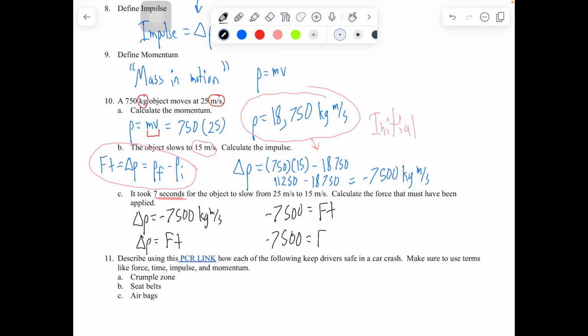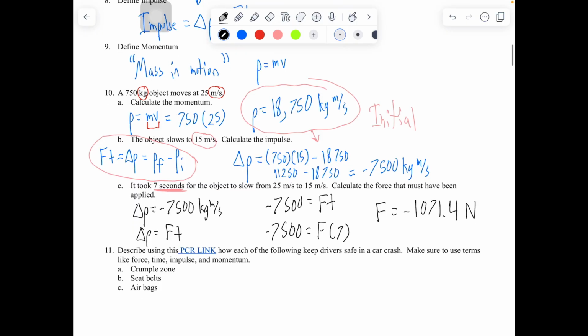now we're really getting somewhere. Divide by 7, and we find that the force must be negative 1,071.4. Now, why the negative? This negative just means that the force is applied in the negative direction. This makes sense. A force is applied to us in the negative direction, we slowed down. Awesome. Everything makes sense.